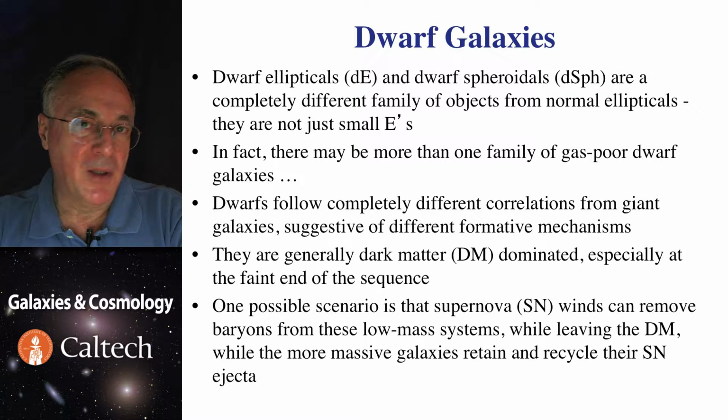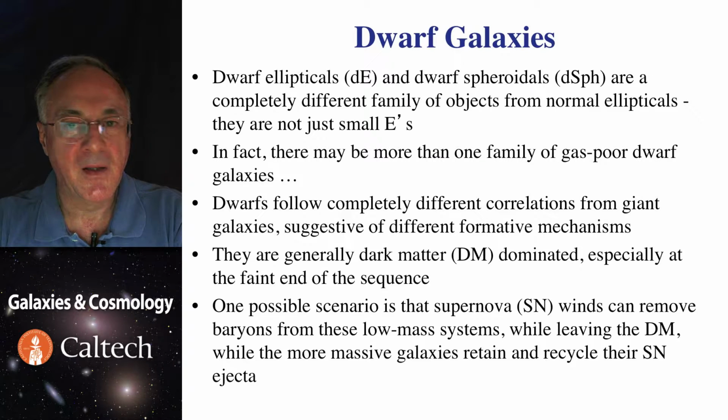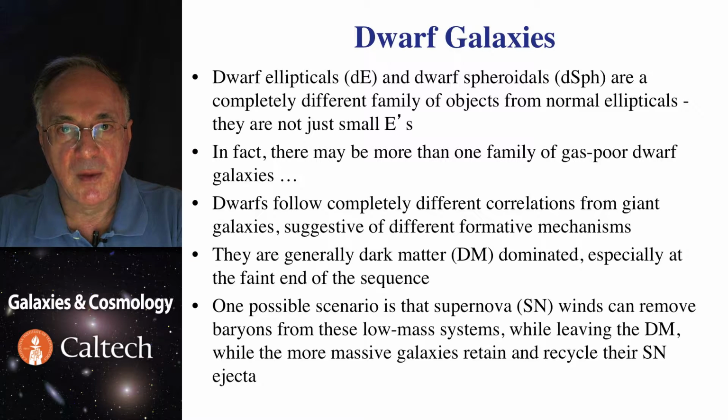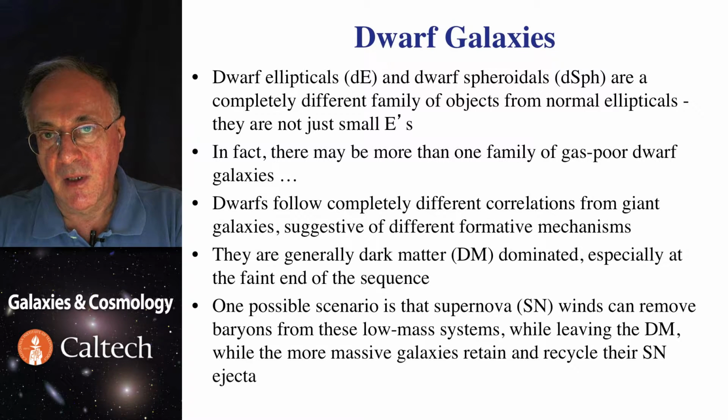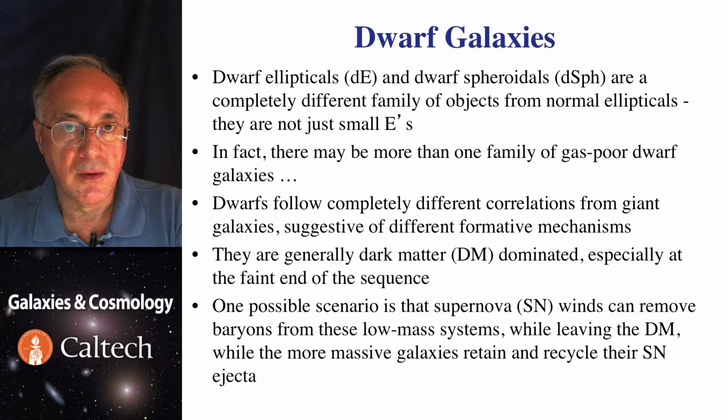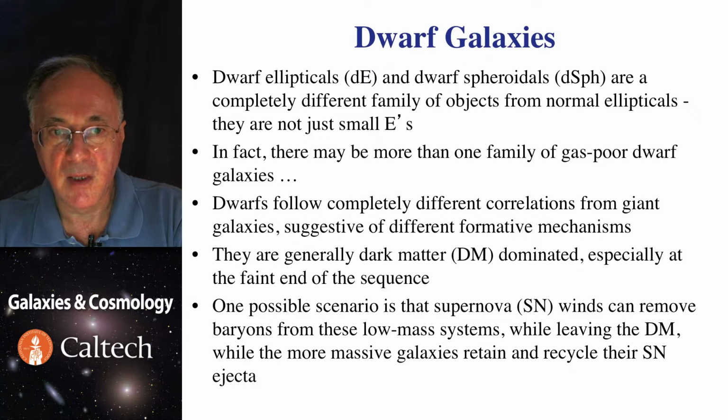And now for something entirely different, dwarf galaxies. In Hubble's days, and for some time after, people thought there is one kind of thing called dwarf ellipticals, and they're just small ellipticals. Now we know this is not the case. They are a very different family of objects, and in fact, there may be two different families of objects, in addition to the simple division of being gas-poor or gas-rich and making stars.